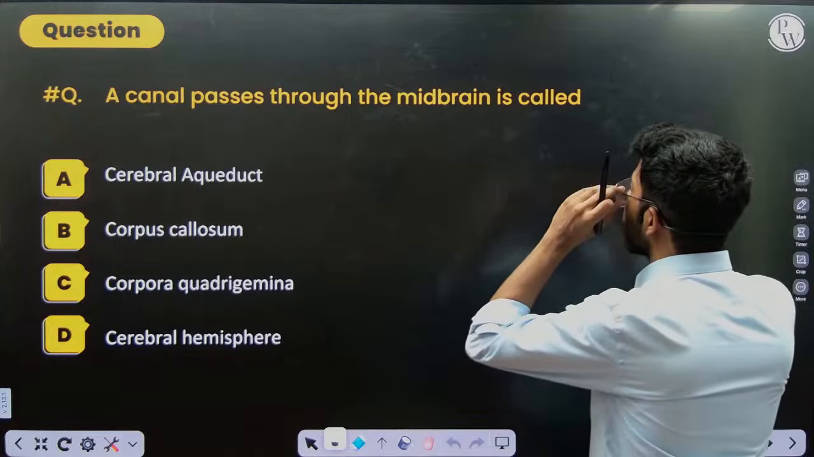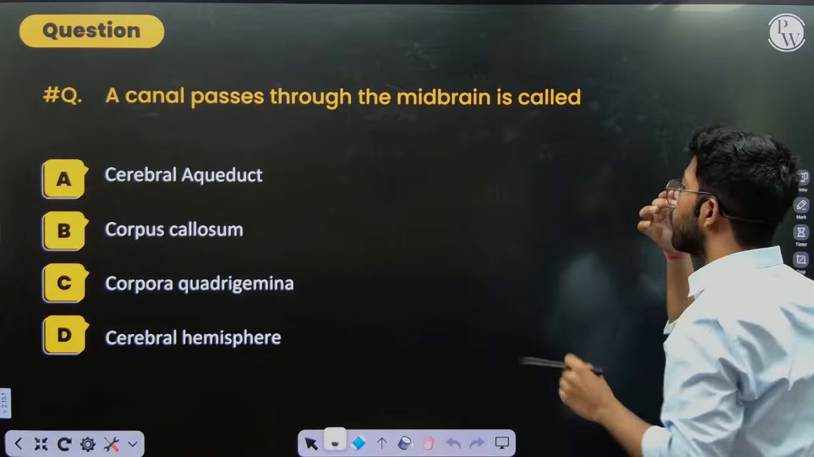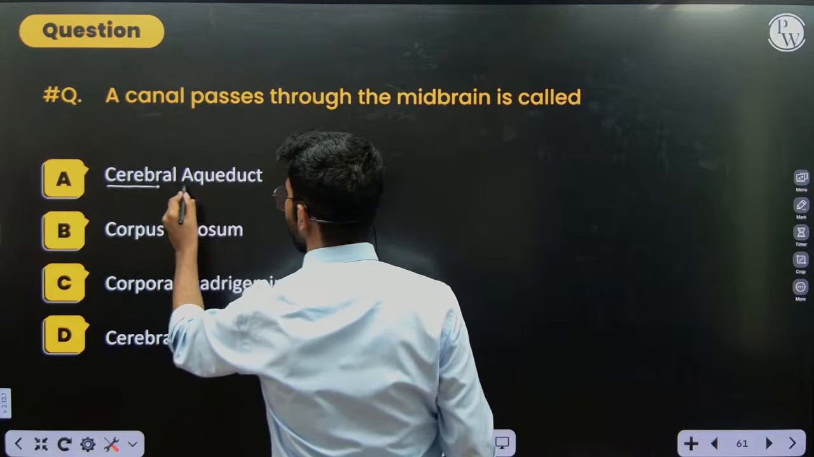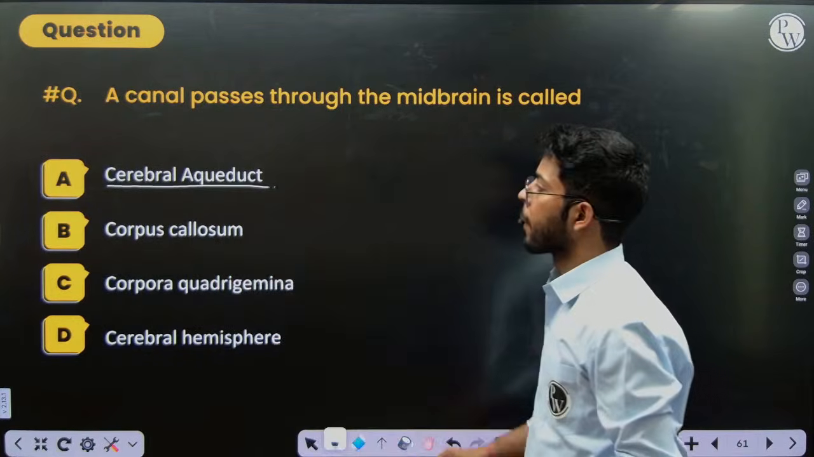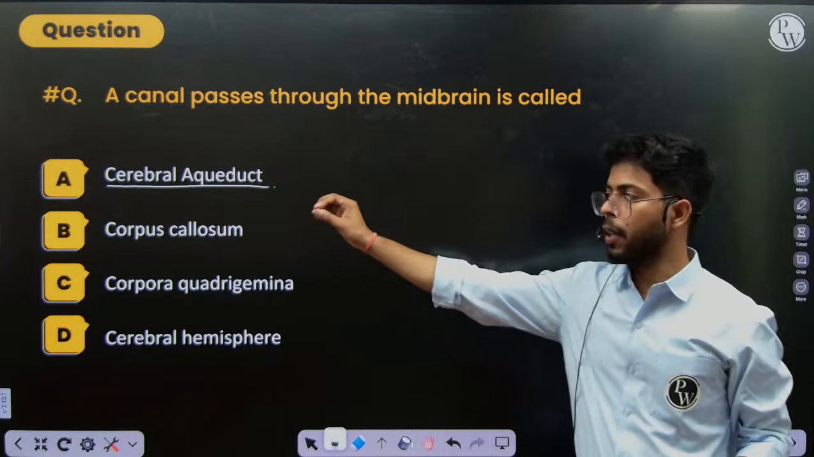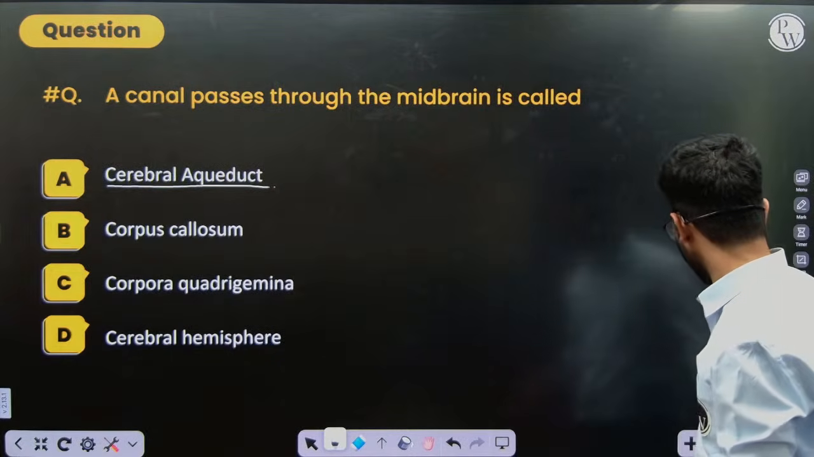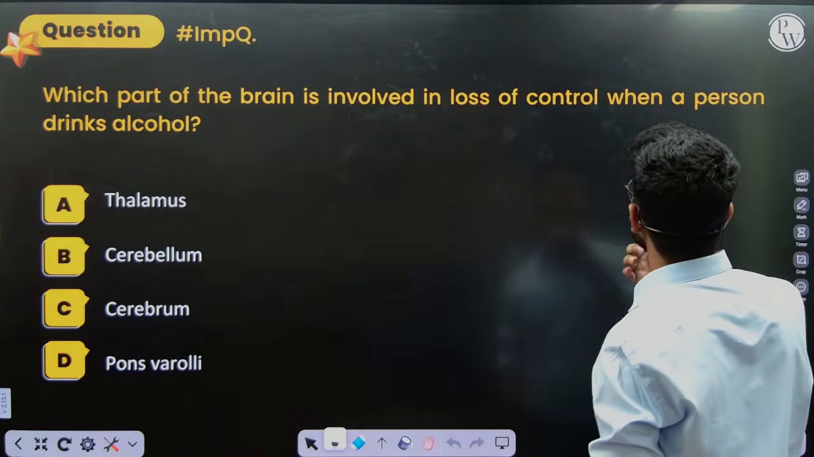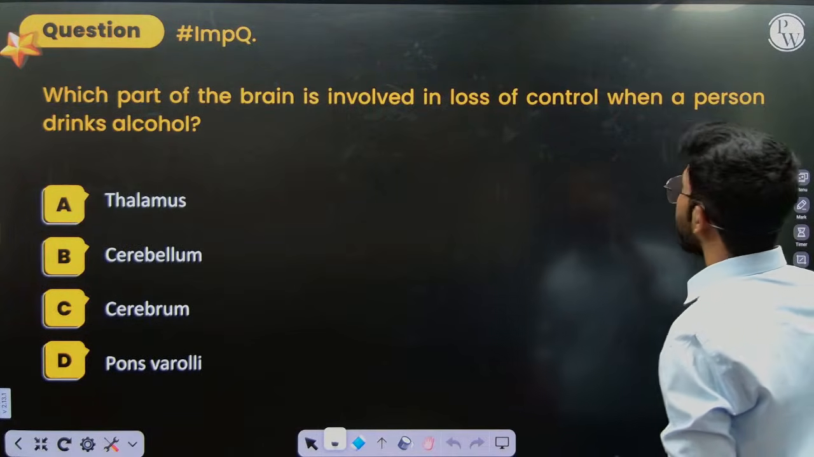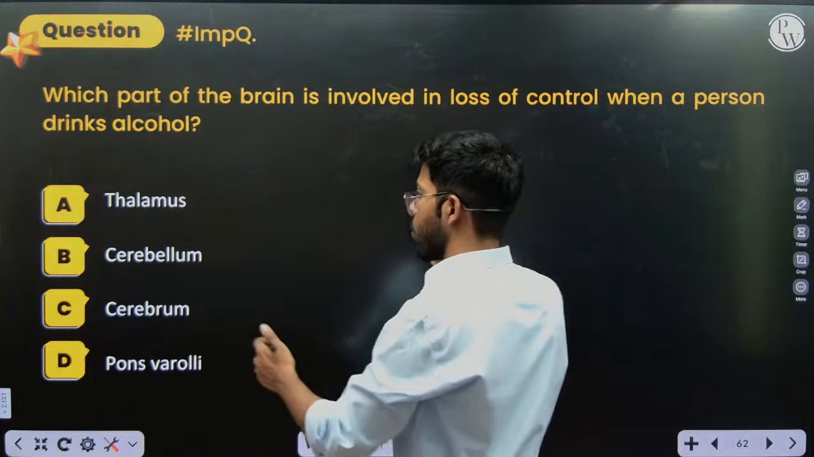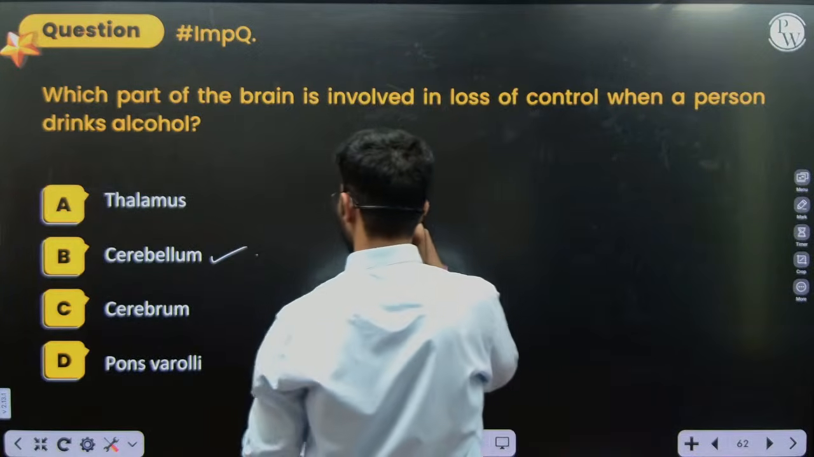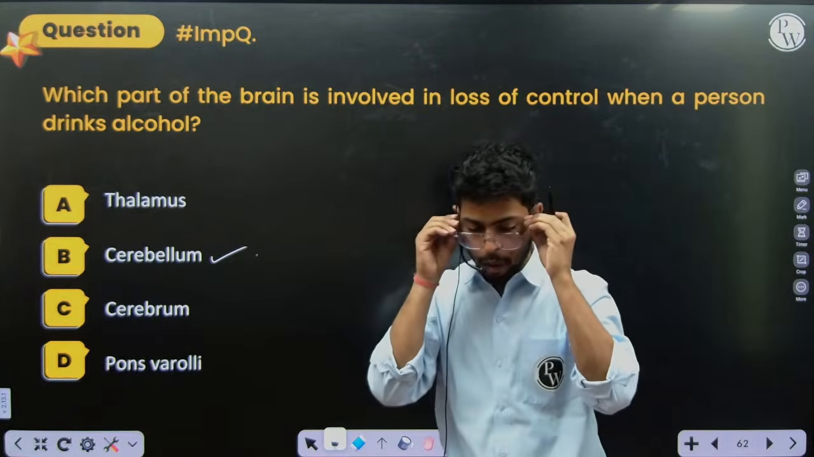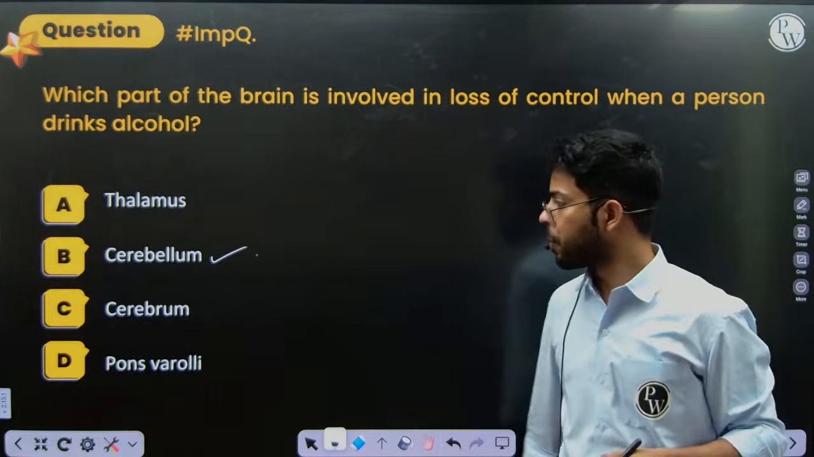A canal that passes through the midbrain is called the cerebral aqueduct, through which the CSF can flow. Which part of the brain is involved in loss of control when a person drinks alcohol? Cerebellum, because it maintains the body balance and through which a person can walk easily.